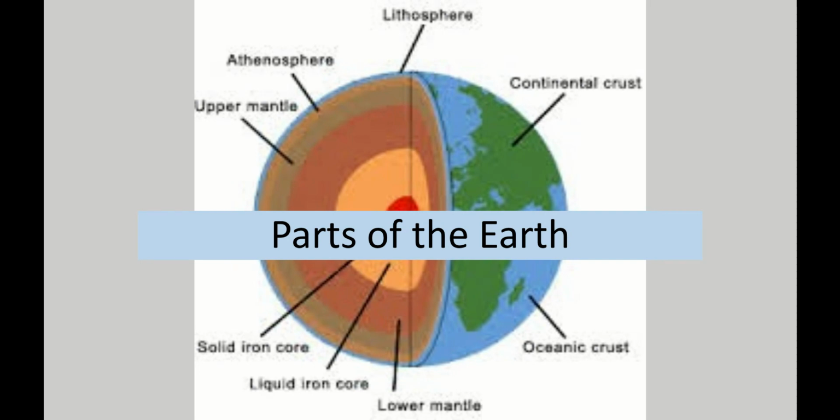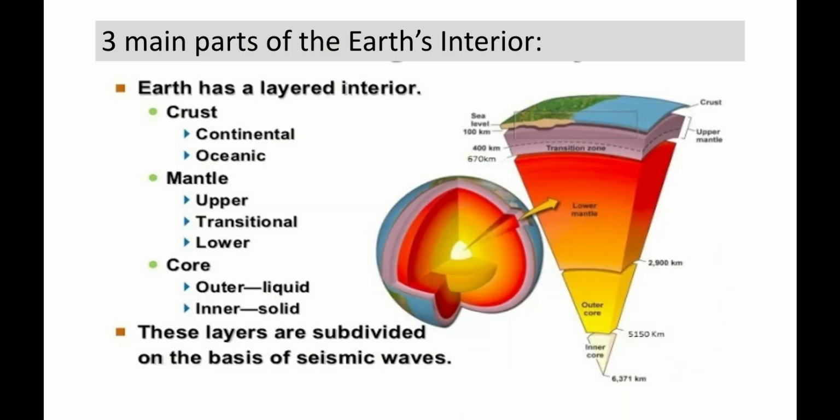When we're talking about the compositional model, you're going to have the crust, mantle, and core, and that's really looking at what they're made of. If you have the structural model, you're going to have the lithosphere, asthenosphere, mesosphere, outer core, and inner core, which is really looking at what they act like and how they behave.